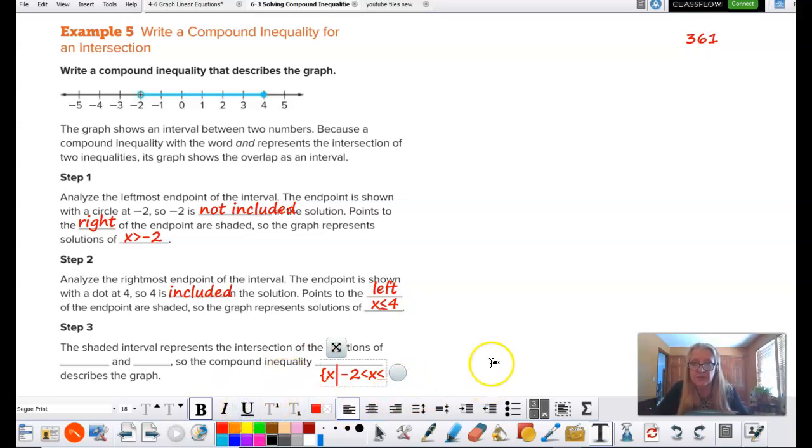Less than or equal to 4. And that is an "and," okay? Because you see, you start with the smaller number. I put -2 is less than x, which is less than 4. Pretty cool, right? So that means that x is greater than -2 and less than 4. And I do have the little equal to thing there. So that's your compound inequality for that one.